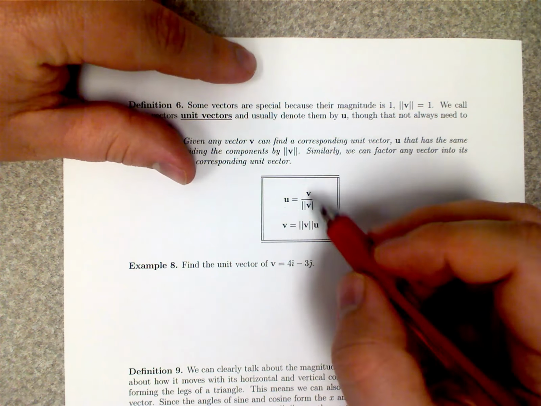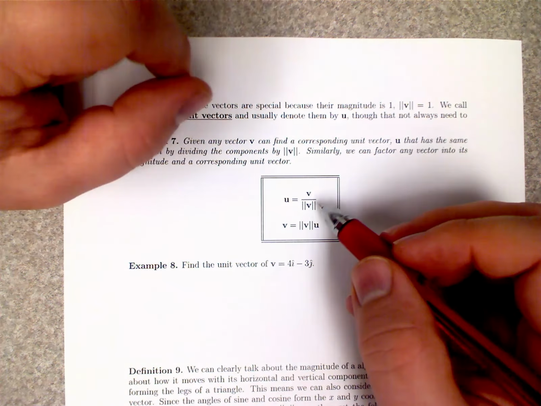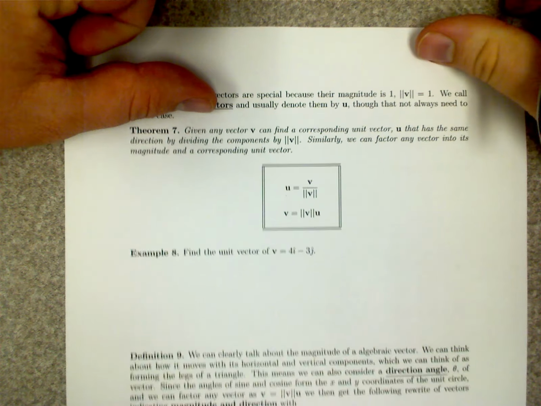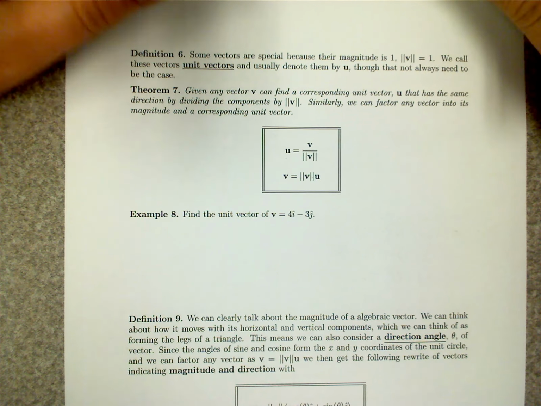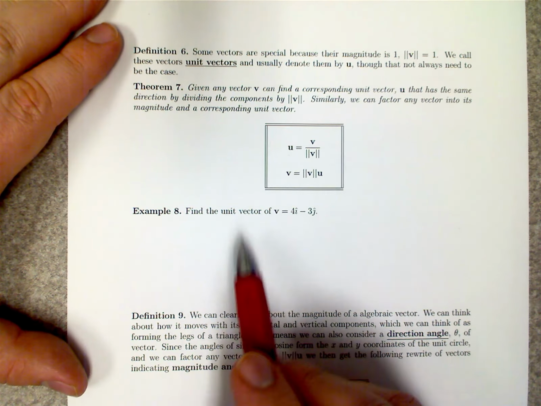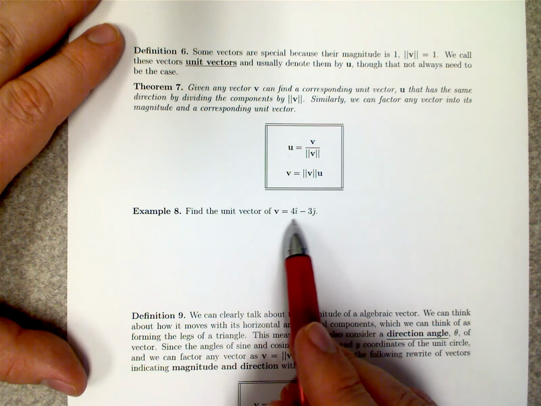The other idea is, if you multiply both sides by the magnitude of the vector, you can rewrite the vector as the magnitude of the vector times the unit vector. Okay? That's an idea we're going to come back to in just a moment, but let's do a computation. Let's find the unit vector of this vector.